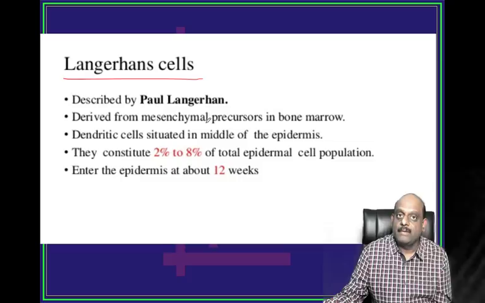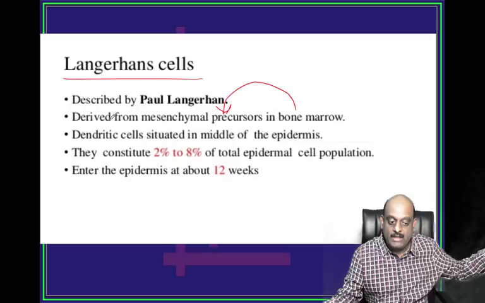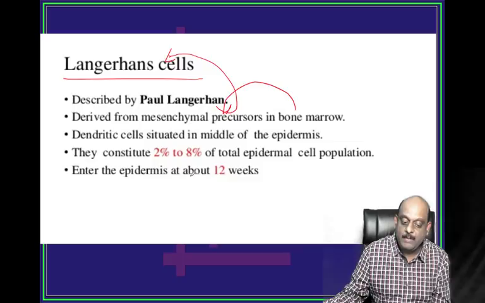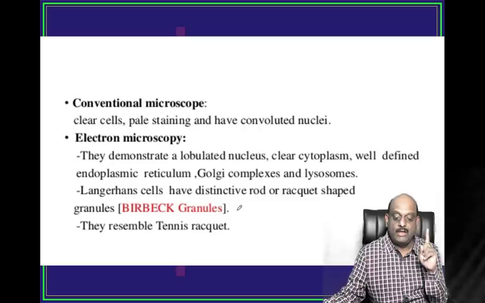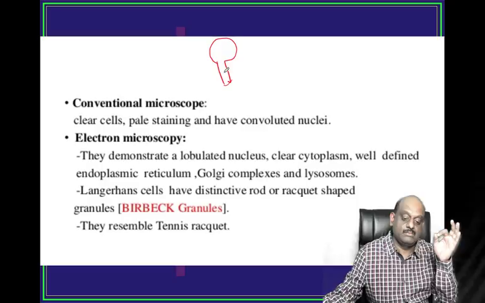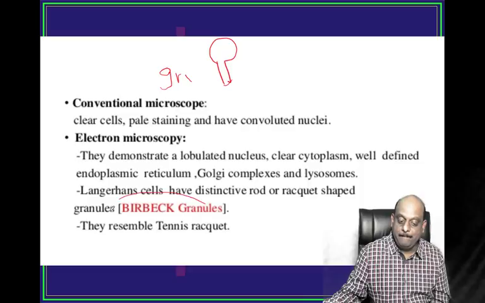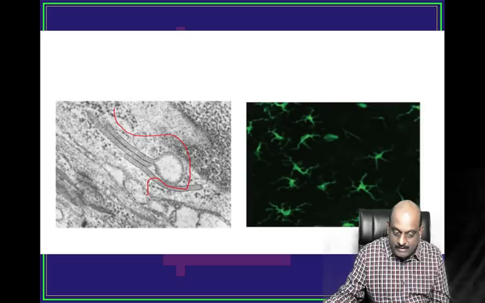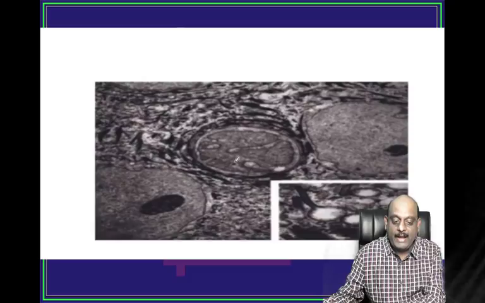The bone marrow's mesenchymal precursors, from them even these Langerhans cells are also derived. And typically, Langerhans cells, my favorite question asked: what are the racket-shaped granules in the Langerhans cells called? Birbeck granules is what you need to remember. So tomorrow the examiner will show you a Birbeck granule electron microscopically, and you should be in a position to recognize and be able to answer.